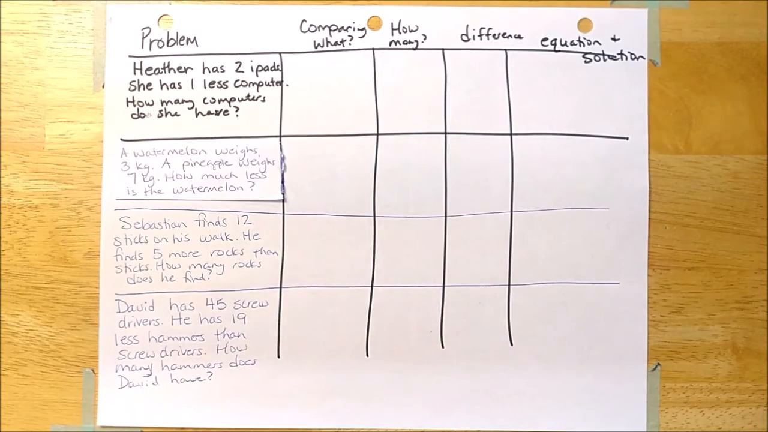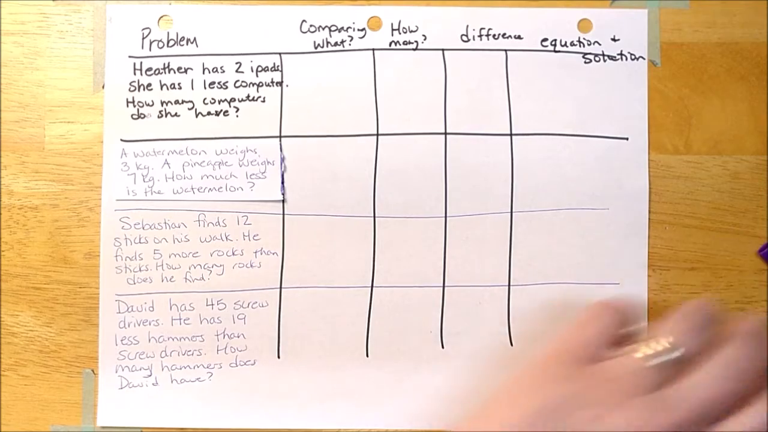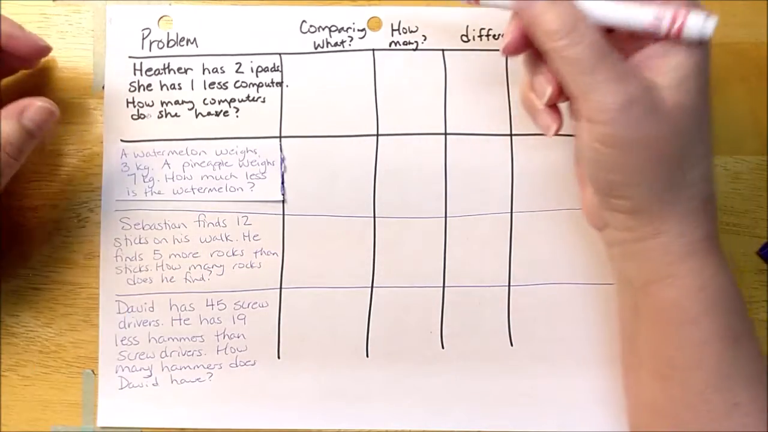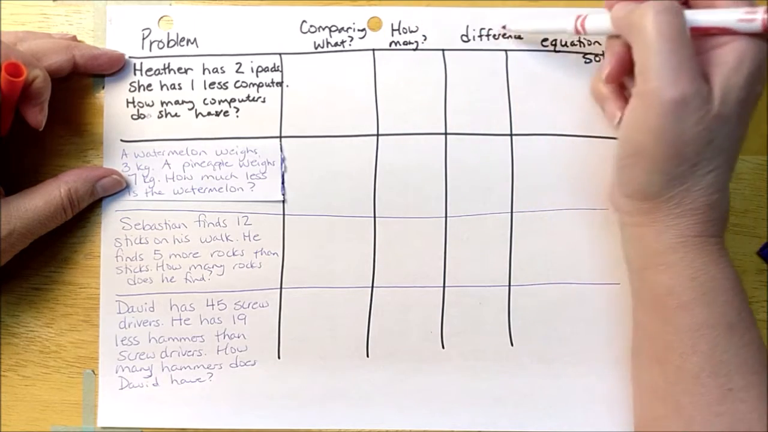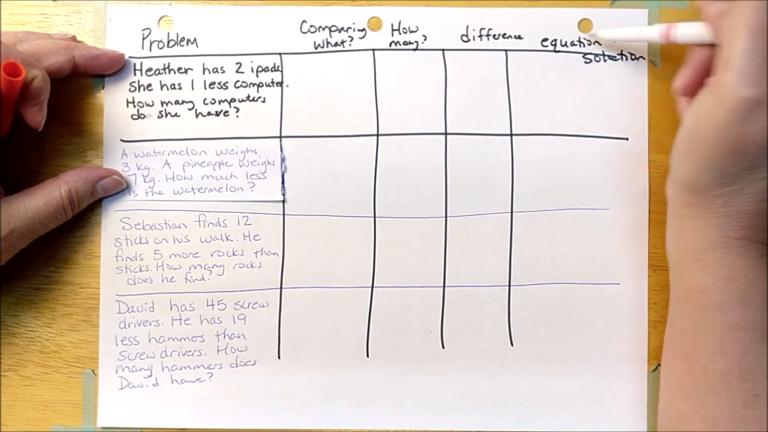Okay, part 2. We are almost done, so this will be a short video as well. Heather has... so here we are looking at, what are we comparing? What are the two things? How many do they each have? The difference, and then the solution and the equation.